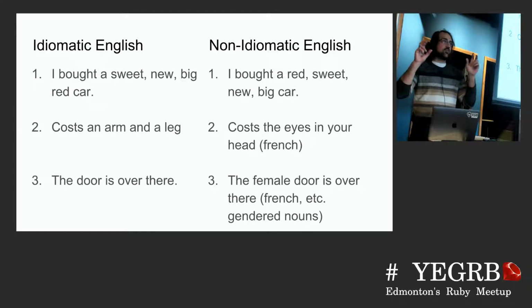We also have things called idioms. These are little expressions that only make sense in the language that we're speaking in. So in English, you can say something costs an arm and a leg. If you said that in French, the person you're speaking to just wouldn't understand it. They'd be like, what does that mean? In French, there's an expression, it costs the eyes in your head, which sounds really weird in English. Another one is, the door is over there, but in French you would say, la porte est là, which is, a female door is over there, which is so nonsensical in English. But there are gendered nouns in different languages. So to speak English idiomatically, we just follow these patterns and conventions.